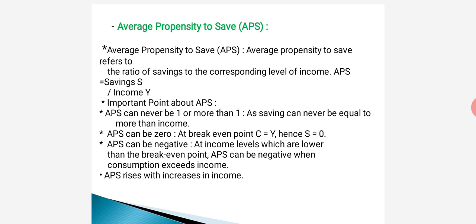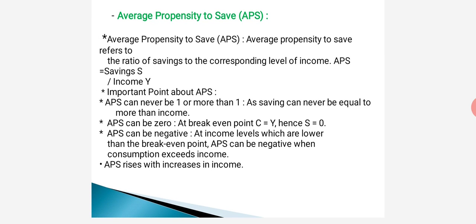The important points about APS will be just opposite to the APC. The first point is APS can never be 1 or more than 1, as saving can never be equal to or more than income. The second point is APS can be 0 at the break-even point. APS can be 0 and negative also. An important question is asked many times: which of the following can be negative or 0? So you have to remember that APS can be 0 or negative. And the last point about APS is APS rises with an increase in income. We know APC decreases, so APS increases.